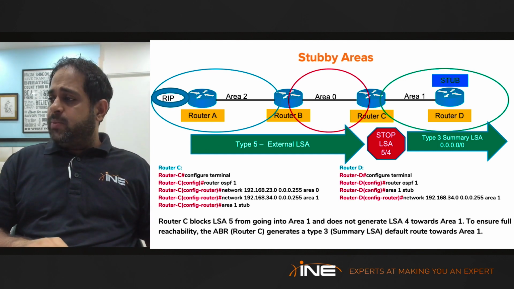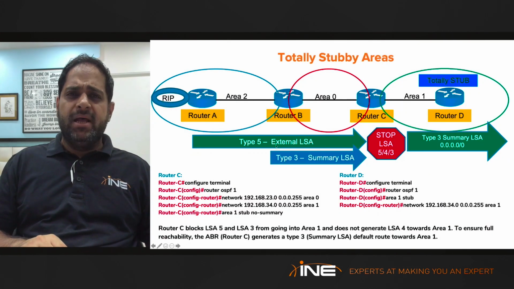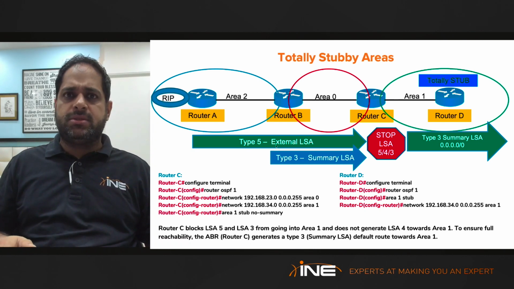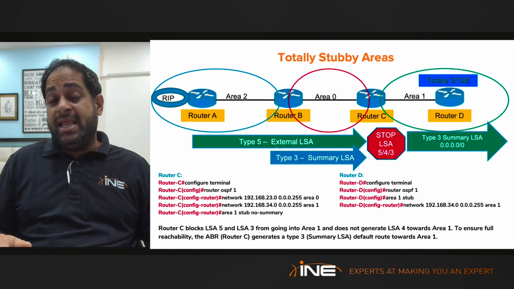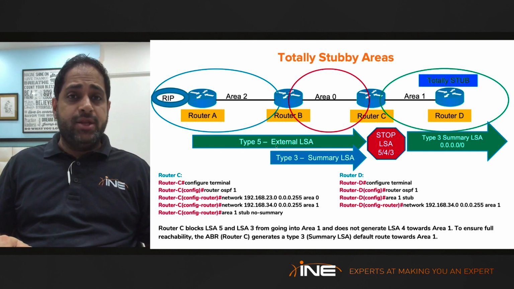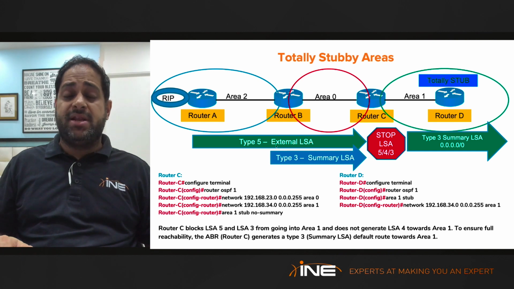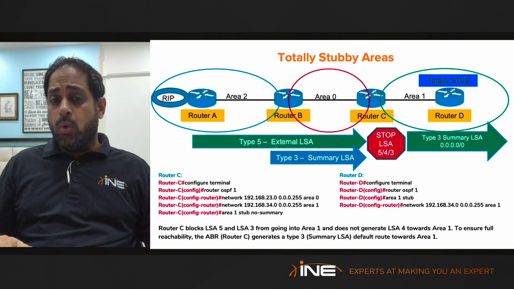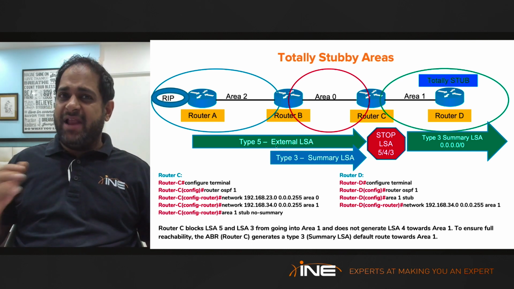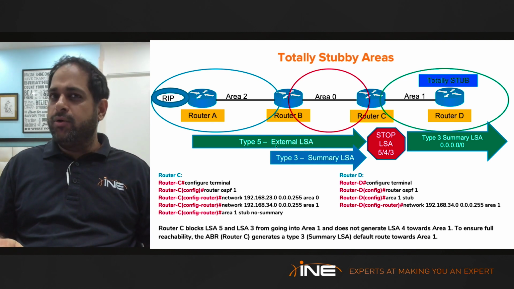The next thing that we have is totally stubby area. Totally stubby area is pretty similar to stubby areas. The rules are still the same: you cannot configure area 0 as stubby area, or an area that has an ASBR, and you cannot have a virtual link. So the only area that I can configure as totally stub is going to be area 1. Again, stub flag must match. So if you configure stub on one router, you have to do that on all the routers.